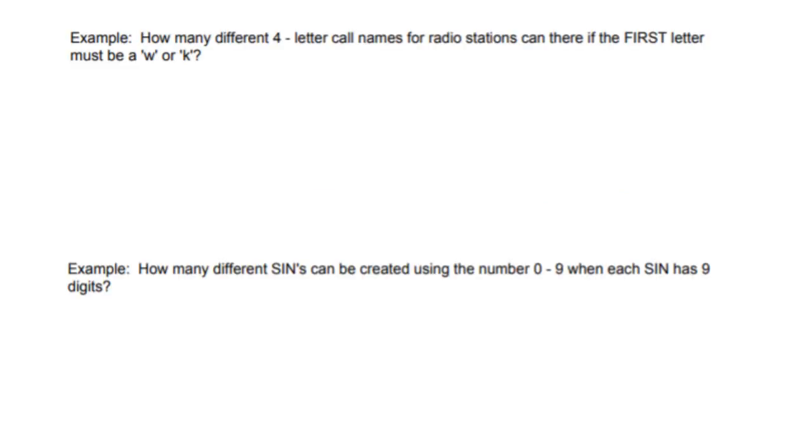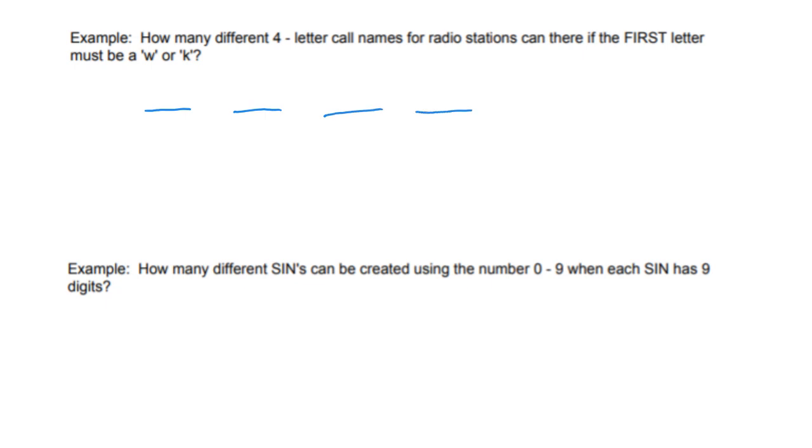All right. Now, this problem here involves us thinking about all the different ways certain letters are arranged and how many letters there are, right? Okay, so let's read this. How many different 4-letter call names for radio stations can there be if the first letter must be a W or a K? In order to solve this problem, what you have to do is lay out what you have to have. So I'll lay out 4 different letters for our call sign, right?